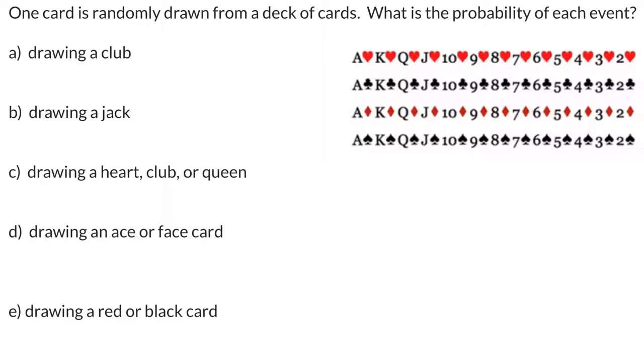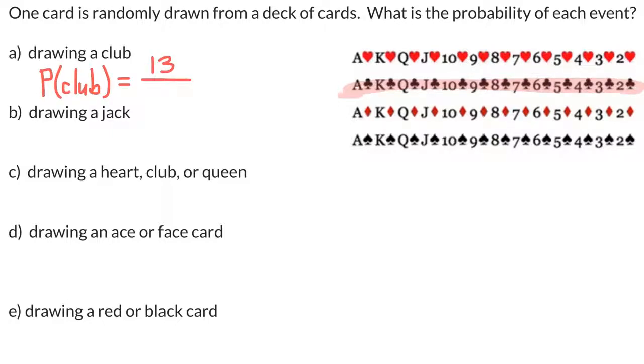Here's an example dealing with a standard deck of cards. To calculate the probability of drawing a club when one card is just randomly drawn from a deck of cards, we need to know how many ways a club can be drawn. Well, these are all the clubs. There's 13 of them. So there's 13 ways a club can be drawn.